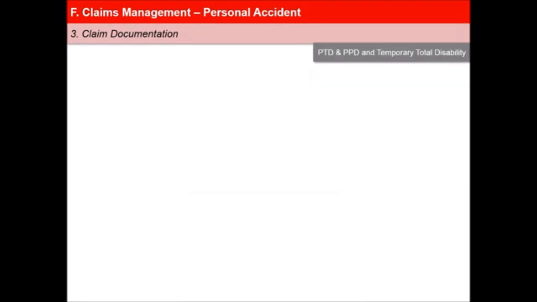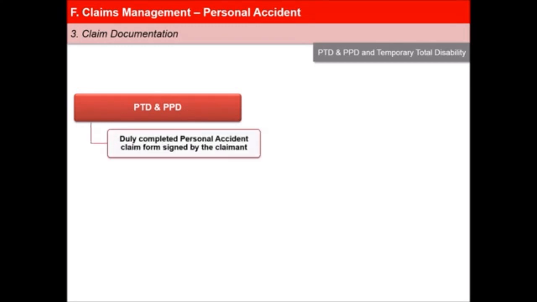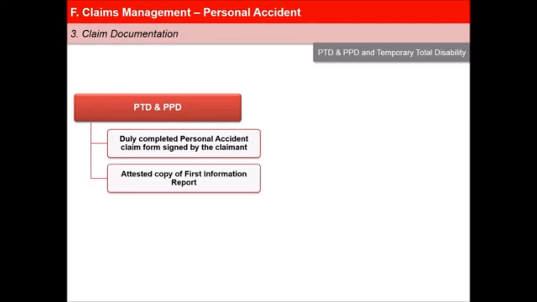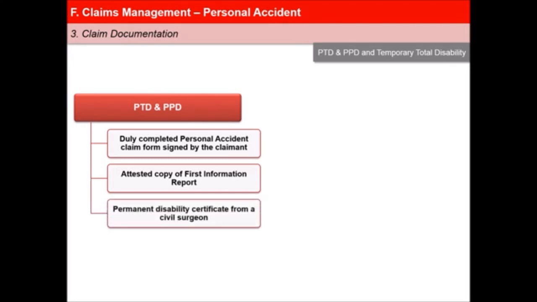The documentation process for permanent total disability (PTD) and permanent partial disability (PPD) claims includes duly completed personal accident claim form signed by the claimant. Attested copy of first information report if applicable. Permanent disability certificate from a civil surgeon or any equivalent competent doctors certifying the disability of the insured.